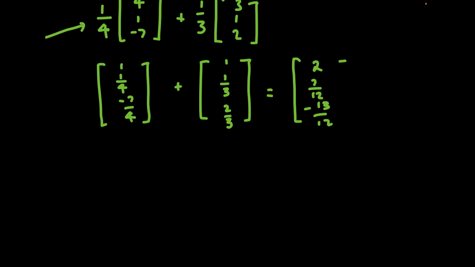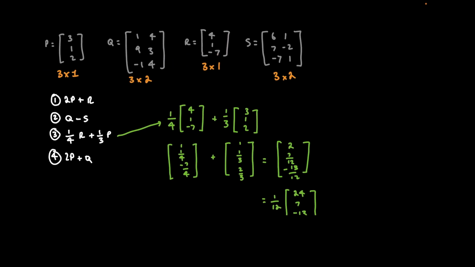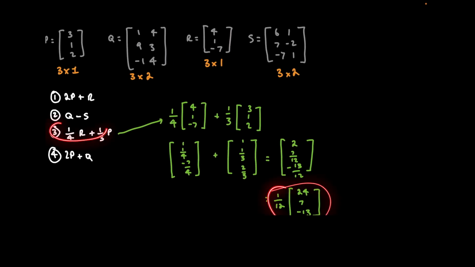Because this is a little bit ugly, having fractions inside a matrix, you can also just factorize out 1 over 12. If I factorize out 1 over 12 from each of these elements, what I'll be left with is a 24, a 7, and then a minus 13. And that is your answer to question 3.